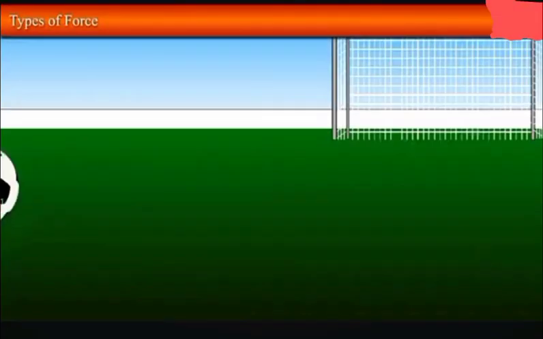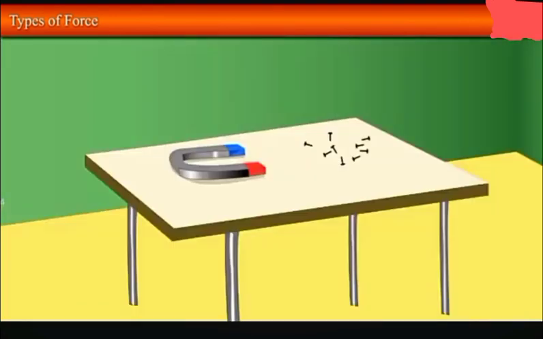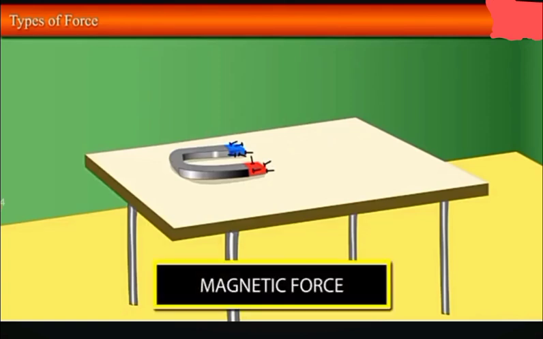A football in motion gradually slows down and finally comes to a stop. The ball gradually slows down due to the force of friction. The force of friction always acts opposite to the direction of motion. I understood. The force of friction between the surface of the ball and the ground brings the moving ball to rest. The force exerted by the magnet is called magnetic force.